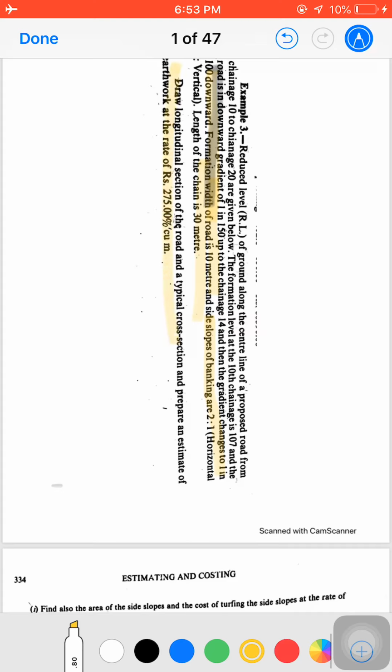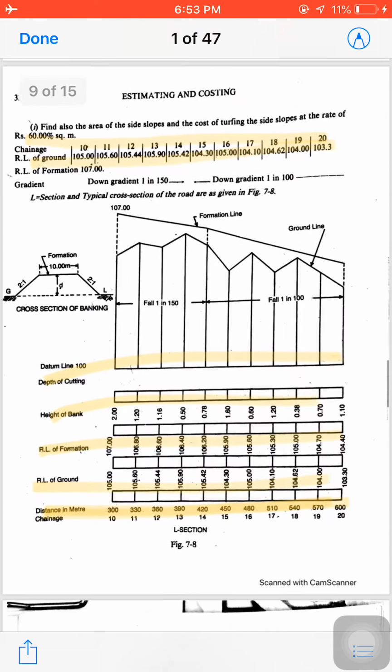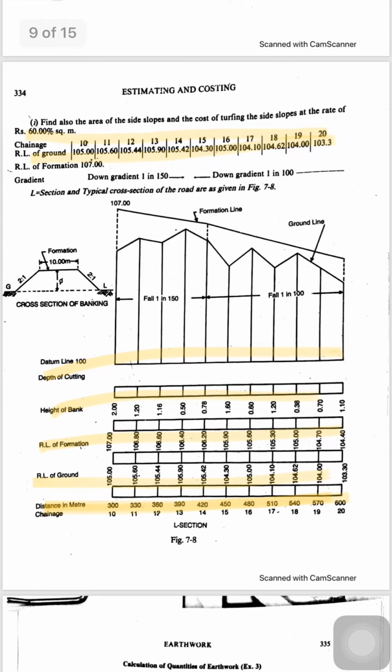They have also asked to draw longitudinal section of the road and a typical cross section and prepare an estimate of earthwork at the rate of rupees 275 per cubic meter. Here they have also asked to find the area of side slopes and the cost of turfing the side slopes at the rate of rupees 60 per square meter.